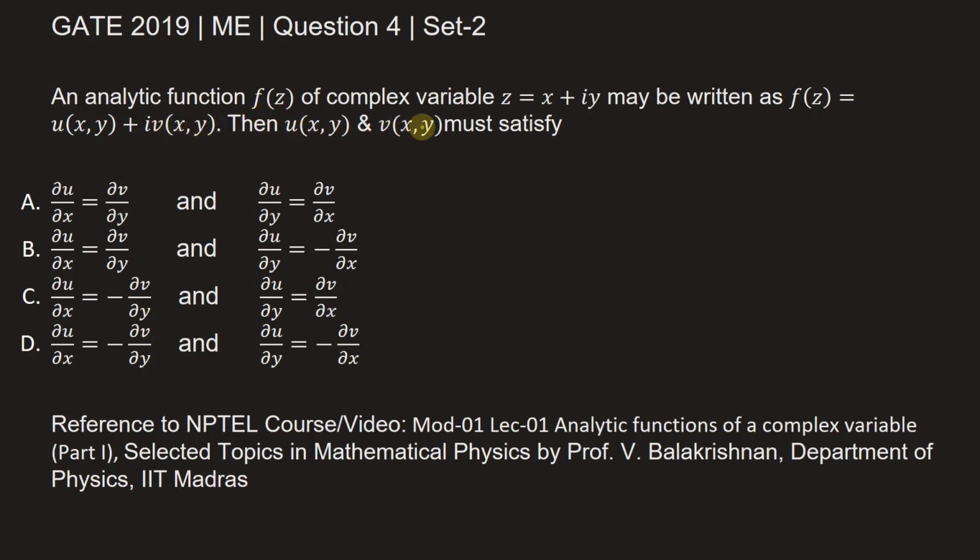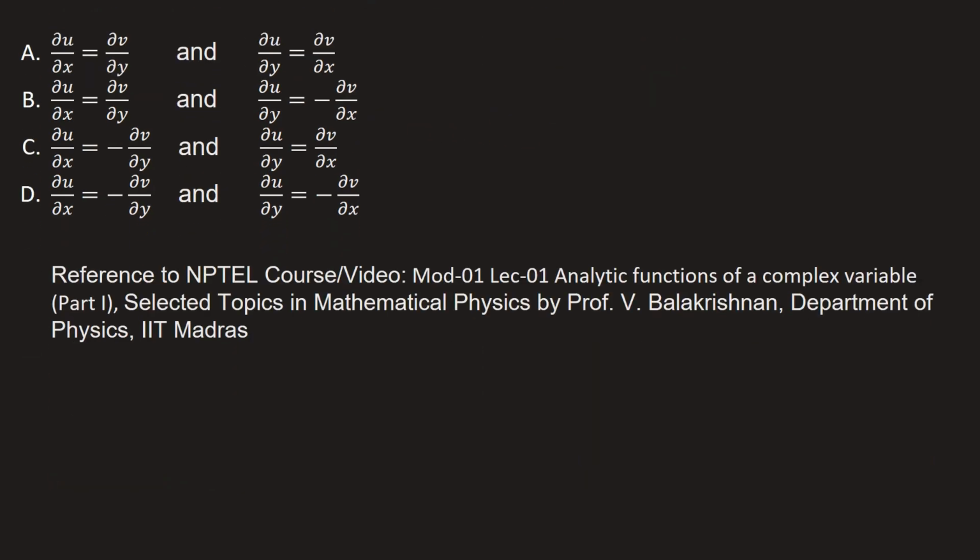Then u and v must satisfy these 4 conditions given here, and we need to find which of the combinations satisfy u and v, which are functions of x and y. Now first let's understand this problem and then we can find the solution to this problem.